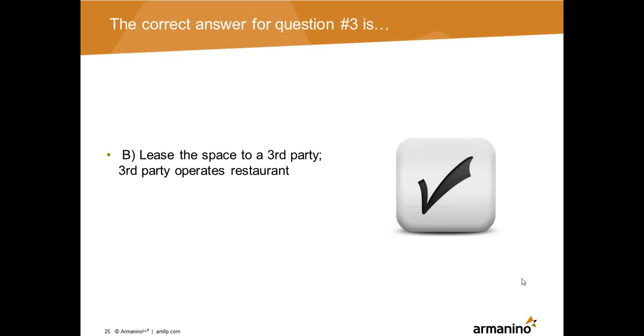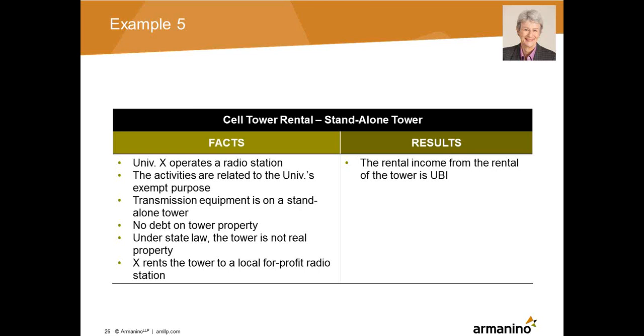So if it's not real property, this is personal property. The result is that the rental income from the rental of the tower is going to be unrelated business income. And the key here is that you have to look under state law and find out what constitutes real property and what constitutes personal property. And then that will give you your answer. Because in this case, it's not real property. That was one of the stated facts.